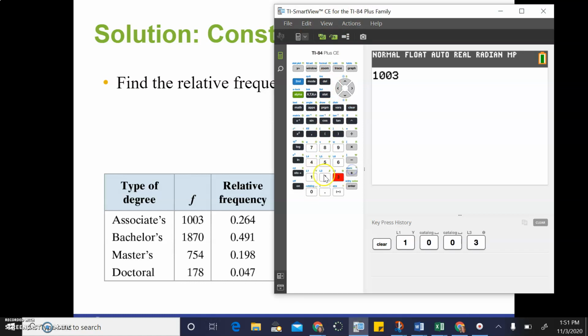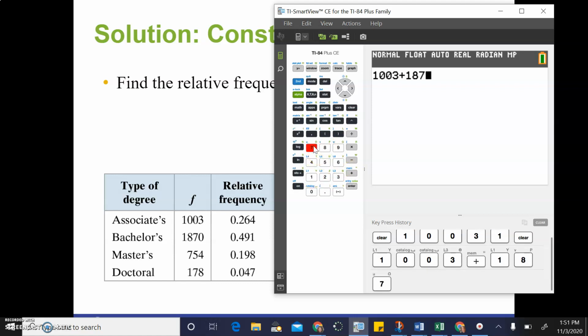But 1,003 plus 1,870 plus 754 plus 178. And see how much that equals.